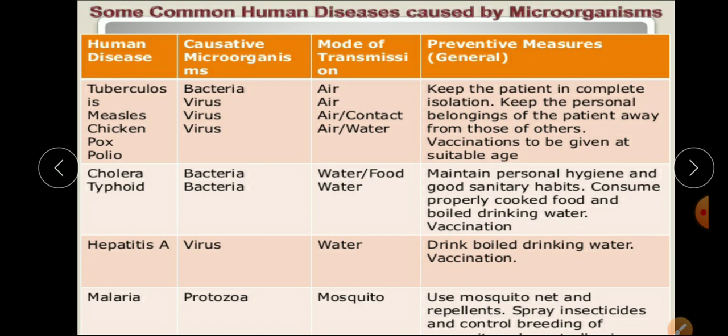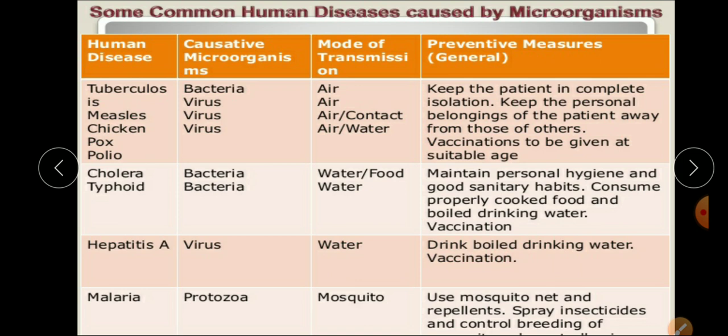Next human diseases are cholera and typhoid. They are caused by the microorganism bacteria. The mode of transmission is water and food. So how can it be prevented? Maintain personal hygiene and good sanitary habits. Consume properly cooked food and boiled drinking water. Vaccination is a must. Then hepatitis A, it is caused by virus. The mode of transmission is water. Drink boiled drinking water. Vaccination is important.